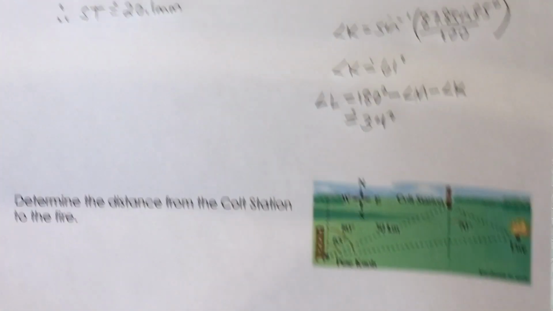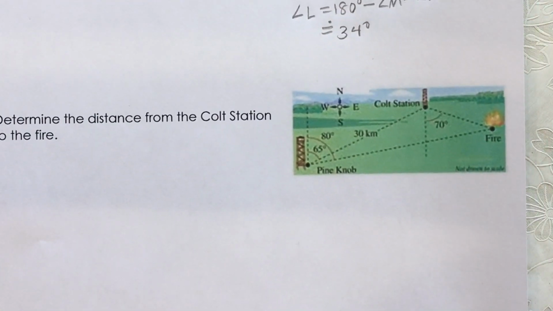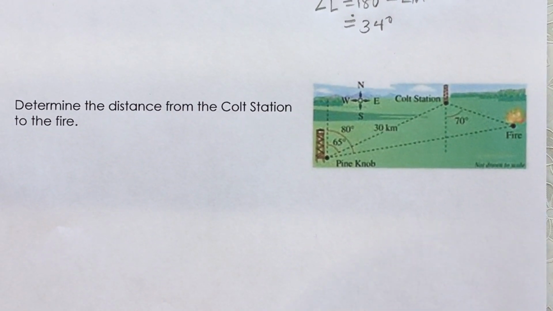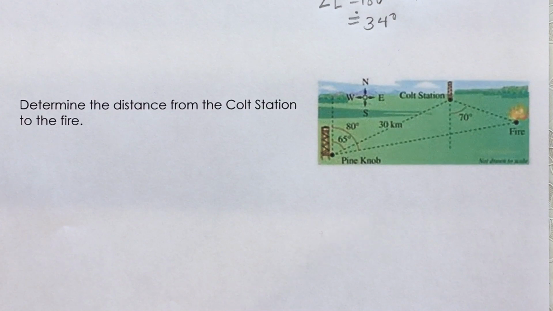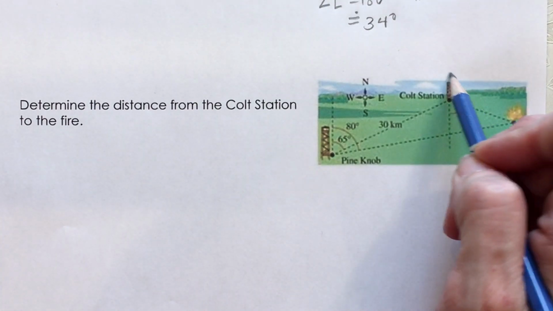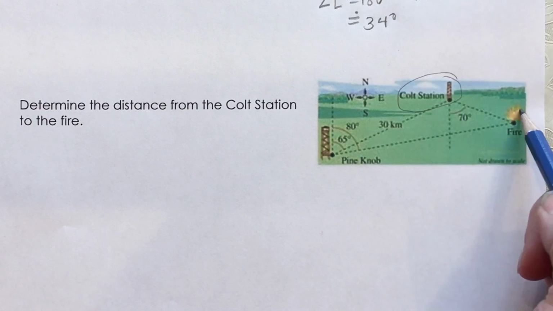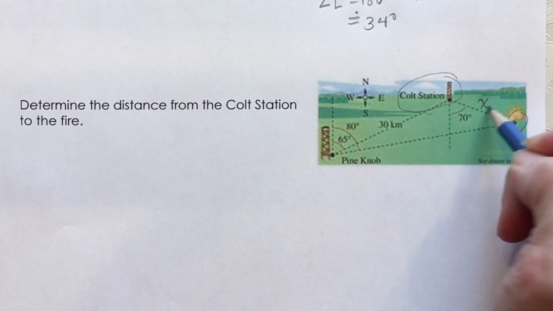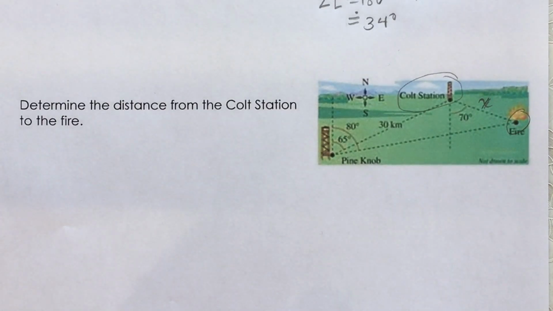Okay, now we have a word problem, with a diagram here. Determine the distance from the Colt station to the fire. So let's look at our diagram here. Here's the Colt station right here. Here's the fire. That's the distance they want, so we could call that X. That's what they want us to find.